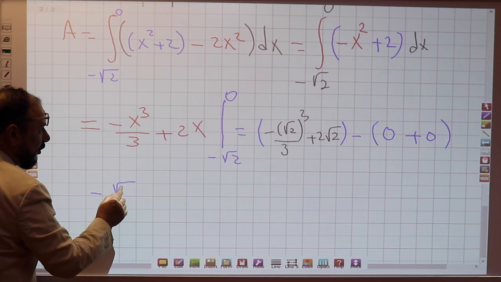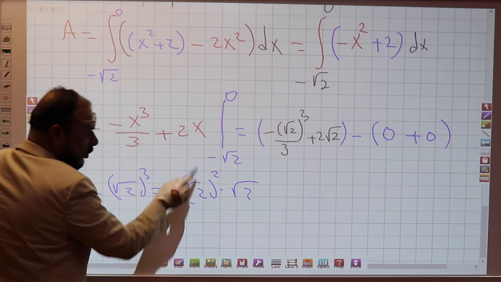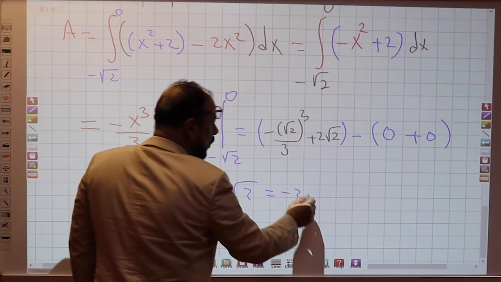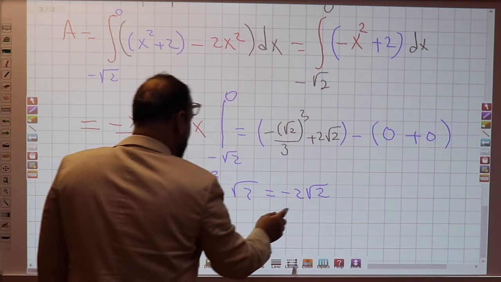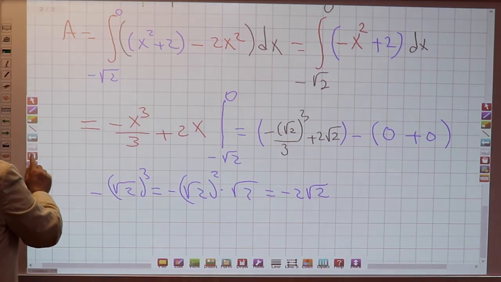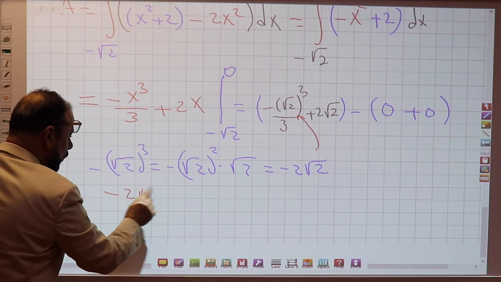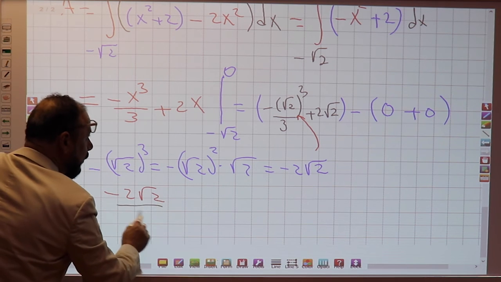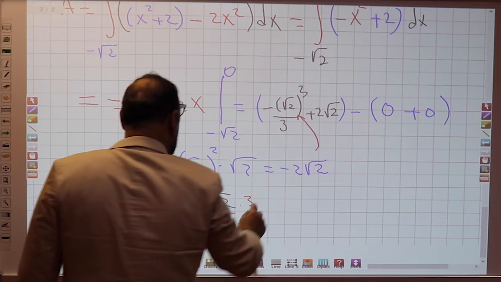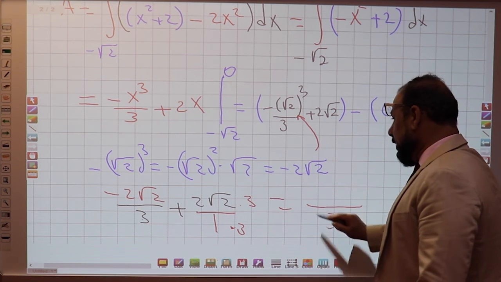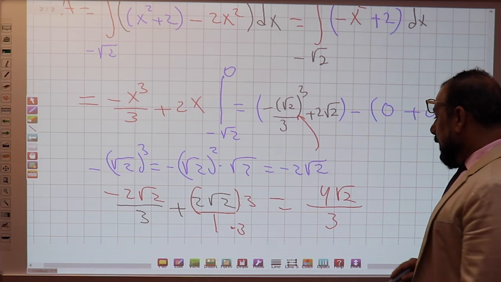Now, this arithmetic is going to be negative. Look here, I'm going to explain it for you one time. The cube equals negative square root of 2 squared times square root of 2. When you square the square root, it's negative 2 square root of 2 over 3, plus 2 square root of 2 over 1. Multiply this by 3, and the denominator is 3. 3 times 2 is 6, minus 2 is 4 square root of 2 over 3. That is the area of one part.